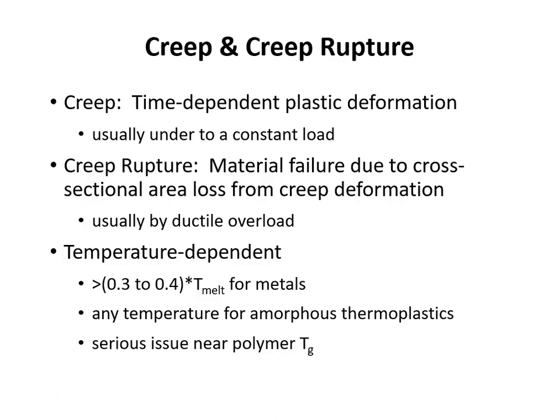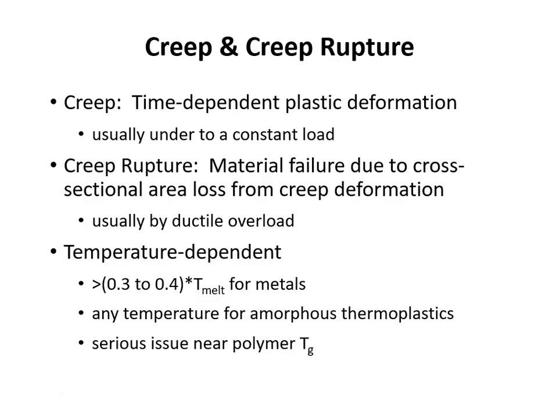Failure from these mechanisms almost always occurs under a constant load and results from the material deforming in a time-dependent manner, usually to the point where it impinges on something that it wasn't designed to touch, such as a turbine blade impinging on a housing because it crept under time-dependent deformation, or it simply fails under its own weight because it's lost so much cross-section. And that is what's described as creep rupture. Material failure due to cross-sectional area loss from creep deformation.